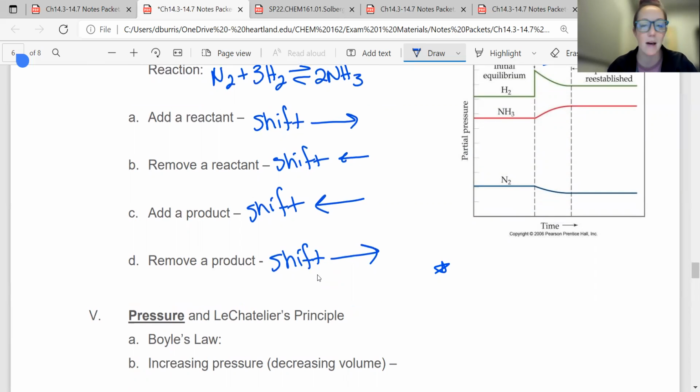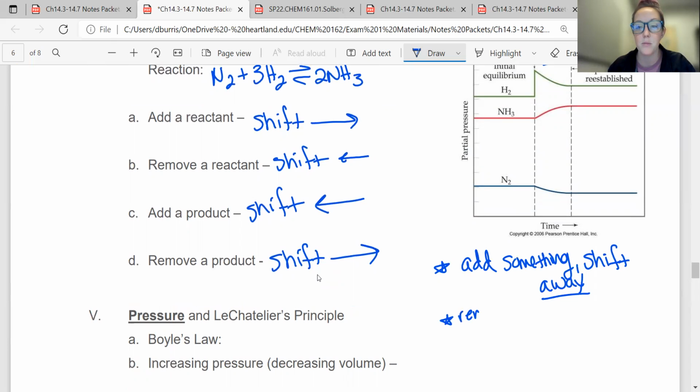So in the whole rebalancing, if you add something, the equilibrium will shift away, so to the other side from whatever you added. And if you remove something, it will shift toward whatever it is that you removed to kind of fill in that gap. All right, so that's how concentration works.